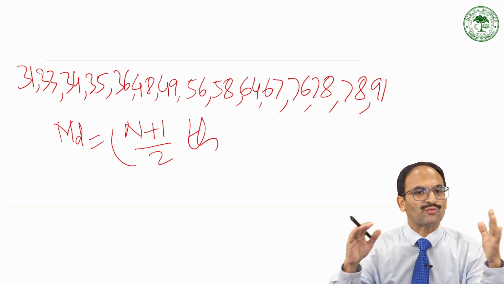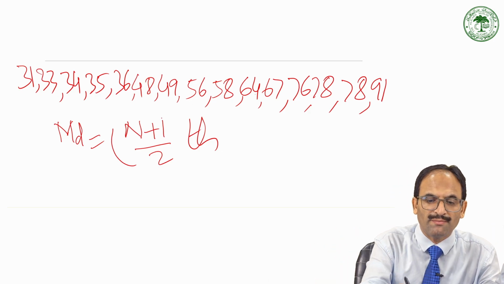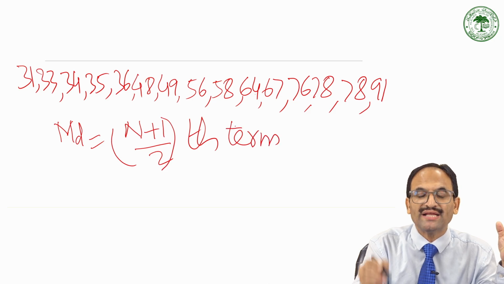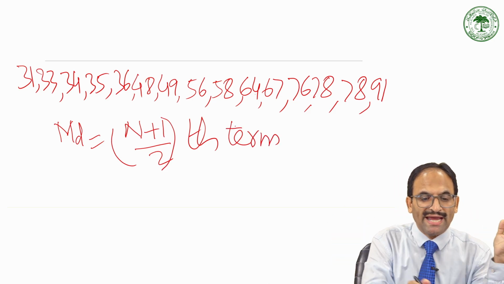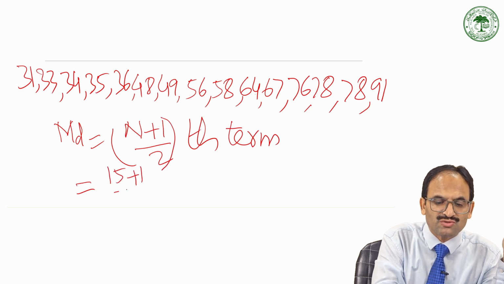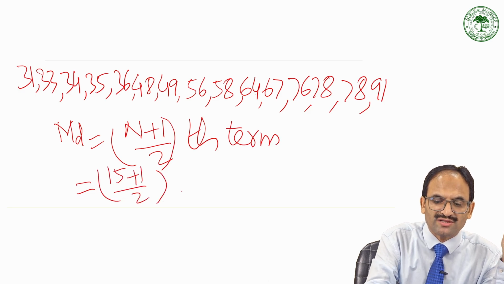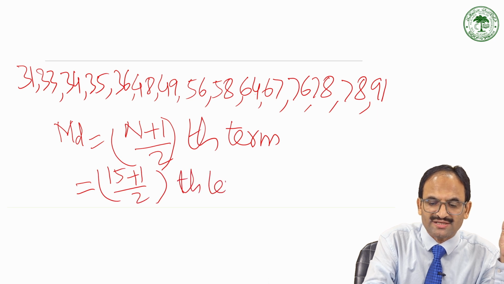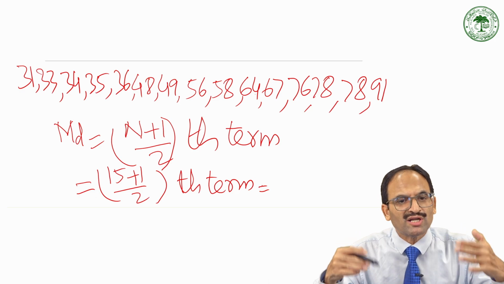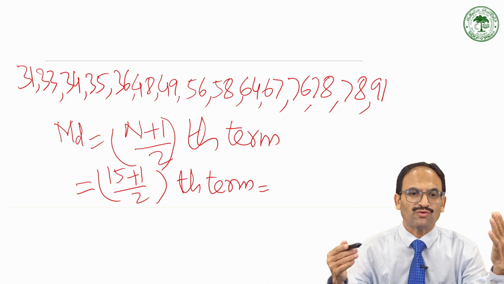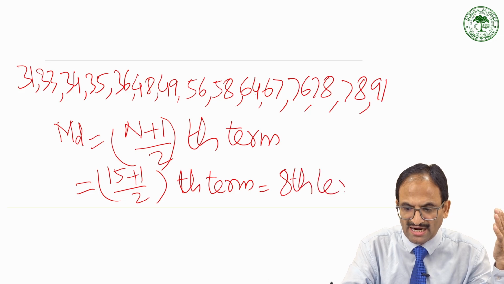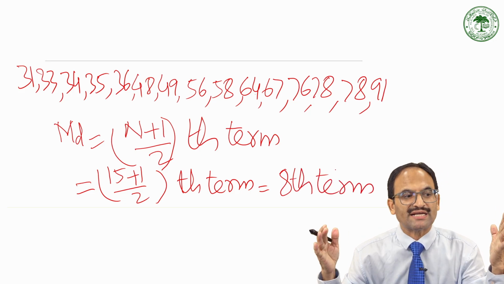Now we have to calculate the median by the formula: median is equal to (n plus 1) upon 2th term. So n here is 15. So (15 plus 1) upon 2th term. That is 15 plus 1 is equal to 16. And the moment you divide 16 by 2, you will get 8. So it is the 8th term or the 8th number in the data set.